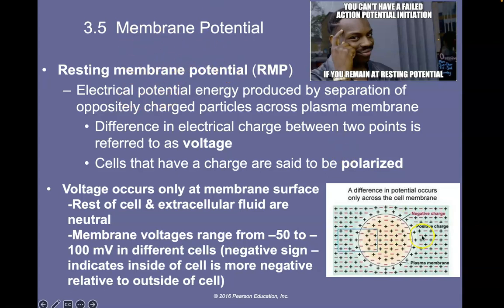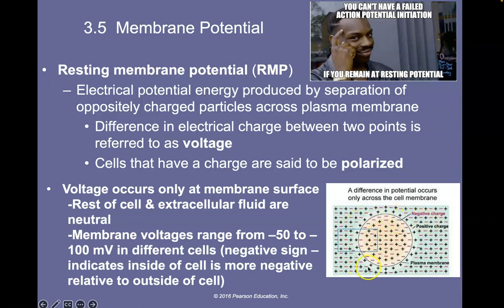And so in the case of the resting membrane potential for cells, we're going to end up with a negative charge on the inside of the cell and a positive charge directly outside on the other side of the cell membrane. And there's this difference in electrical charge across the membrane that we're going to call voltage, right? The difference in electrical charge between two points is called voltage. And so this voltage difference across the membrane can actually be measured, okay?